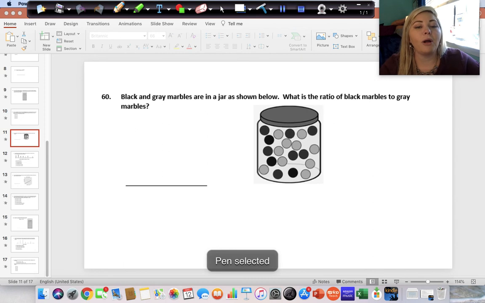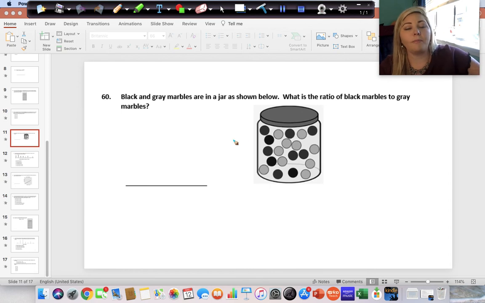Okay, it says black and gray marbles are in a jar, as shown below. What is the ratio of black marbles to gray marbles? When we're talking about ratio, we're just talking about how many of this do I have to how many of this do I have. Again, we're doing black first because it says black to gray. So I'm going to count all the black ones. That's 1, 2, 3, 4, 5, 6, 7, 8, 9, 10. And then of my gray ones, 1, 2, 3, 4, 5, 6, 7, 8, 9, and 10. Look, 10 of each. So it'll be 10 to 10.